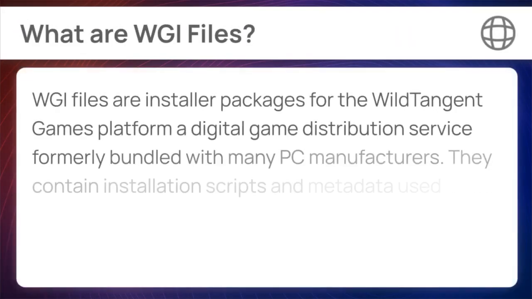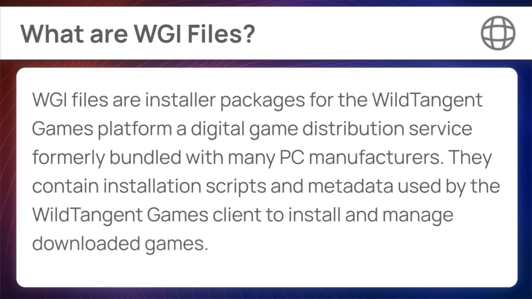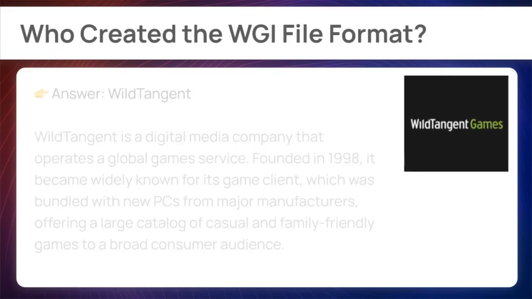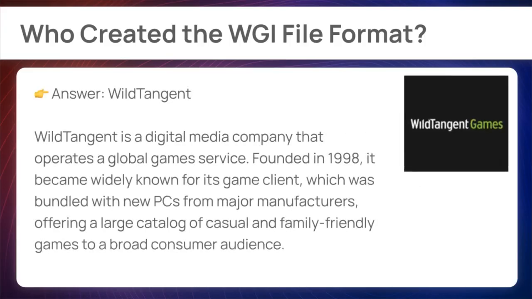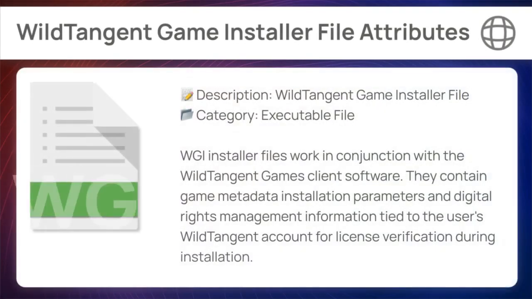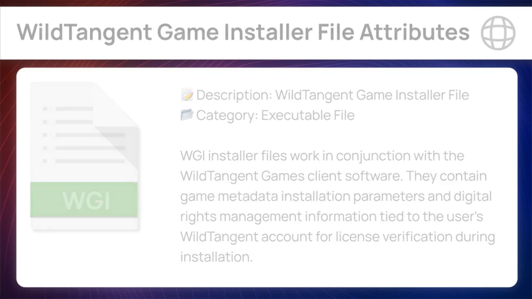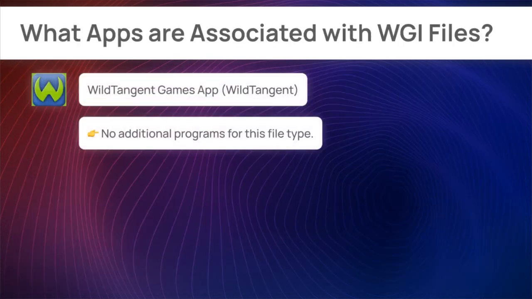WGI files are installer packages for the WildTangent Games platform, a digital game distribution service formerly bundled with many PC manufacturers. They contain installation scripts and metadata used by the WildTangent Games client to install and manage downloaded games. WGI installer files work in conjunction with the WildTangent Games client software. They contain game metadata, installation parameters, and digital rights management information tied to the user's WildTangent account for license verification during installation. For managing WGI files, the best dedicated software is the WildTangent Games app from WildTangent.